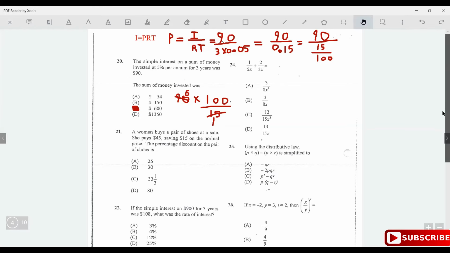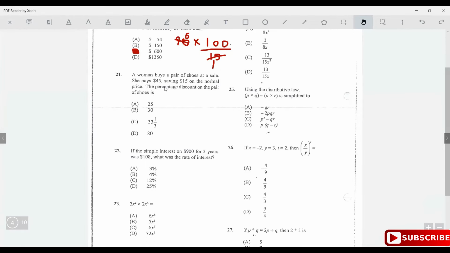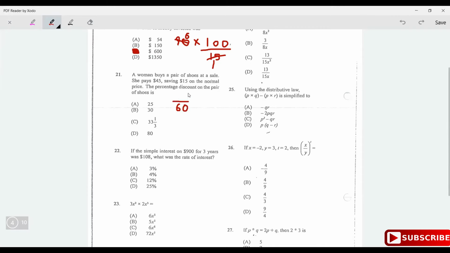All right. It says a woman buys a pair of shoes at a sale and she pays $45, saving $15 on the normal price. It says the percentage discount on the pair of shoes is, well, if she saved $15, that means usually it costs 60, so the cost price is usually 60. So if you save 15 over 60, you multiply that by 100, that is 25% savings. So she got a 25% discount on these shoes.